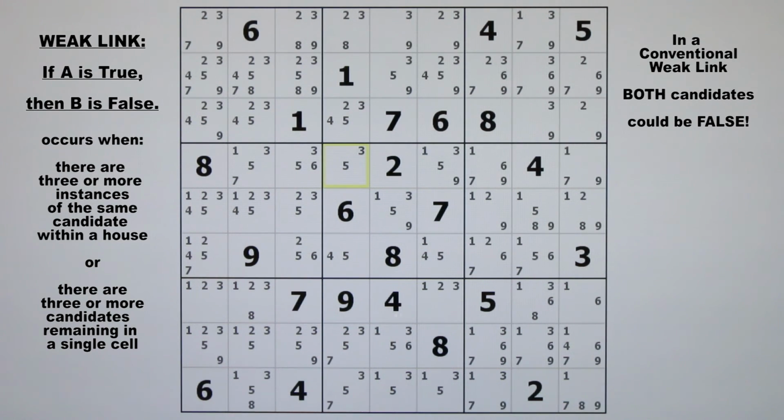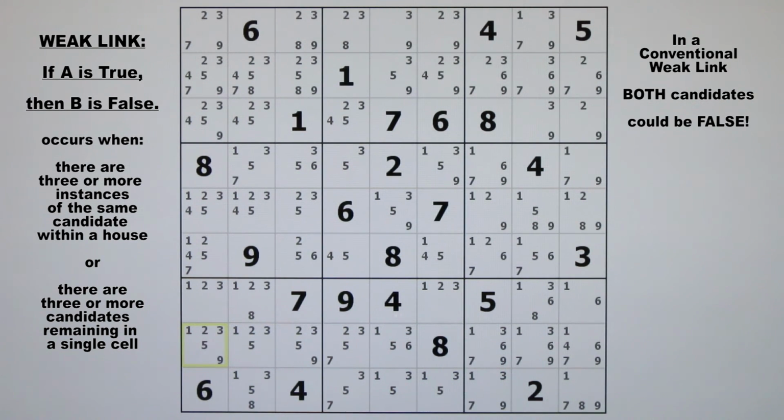And if there are 3 or more instances of a particular digit within a house, there is only a weak link between any 2 of them. And if there are 3 or more candidates within a single cell, there is only a weak link between any 2 of them. Like, for instance, in row 2, since there are 5 candidate 7s, there is only a weak link between, say, that one and that one. Because there are 5, there's only a weak link between any two. And in a cell where there are 3 or more candidates, like over here, where there are 5 candidates, there is only a weak link between the 9 and the 1, and there's only a weak link between the 5 and the 2.